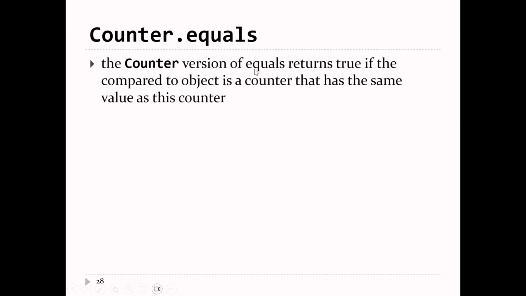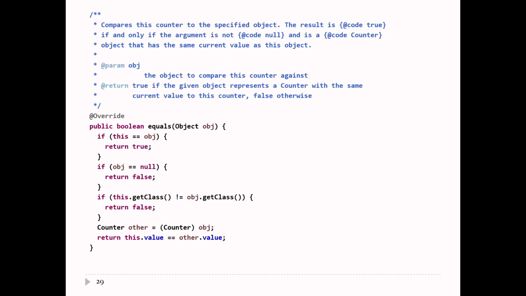Okay, what about the counter version of equals? The counter version of equals is easier than the point version of equals, because you don't have to deal with this nonsense with the floating point field. So what does it look like in counter? Steps 1, 2, 3, and 4 are exactly the same as for point. The first 3 steps are even exactly the same code.